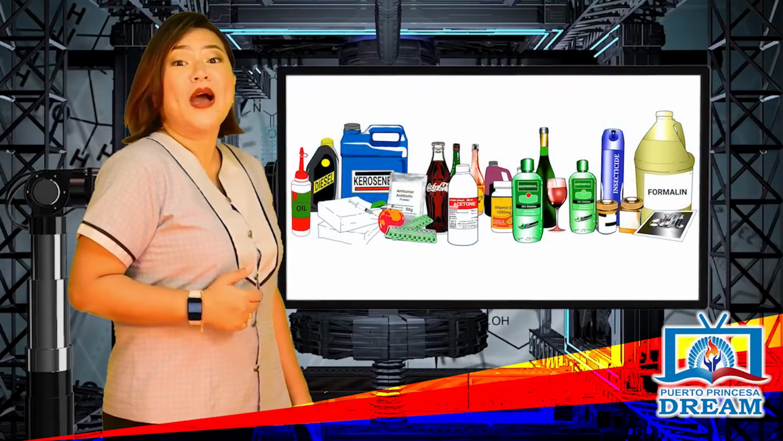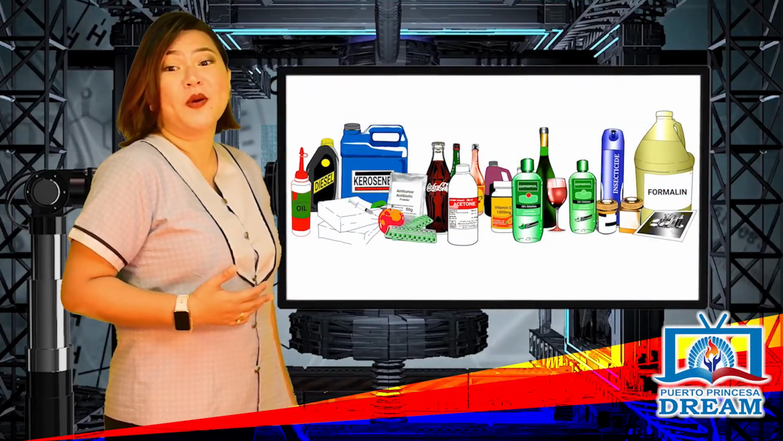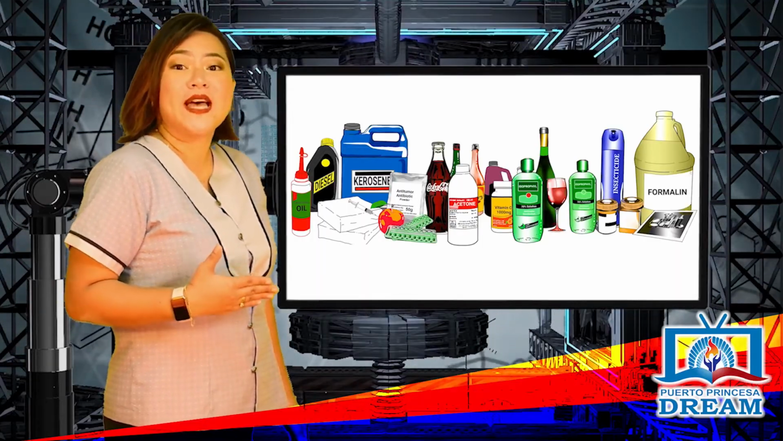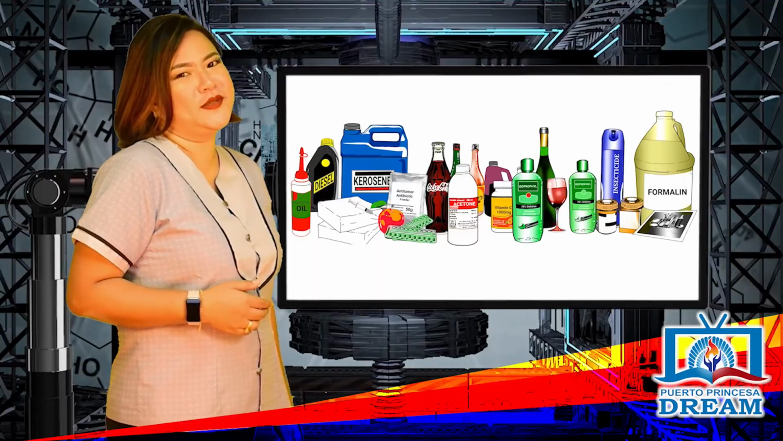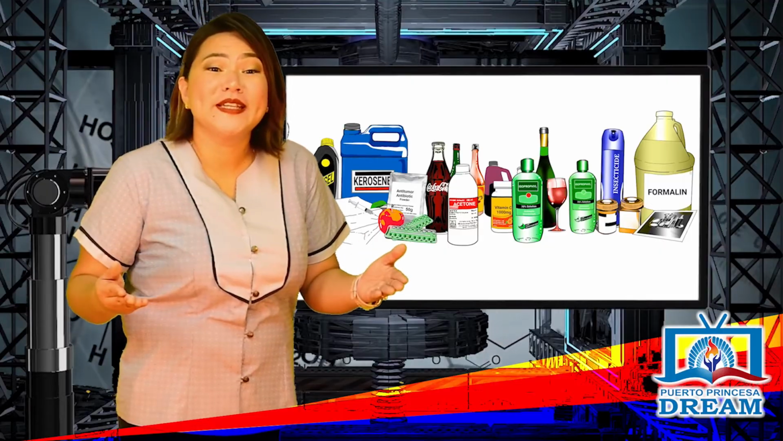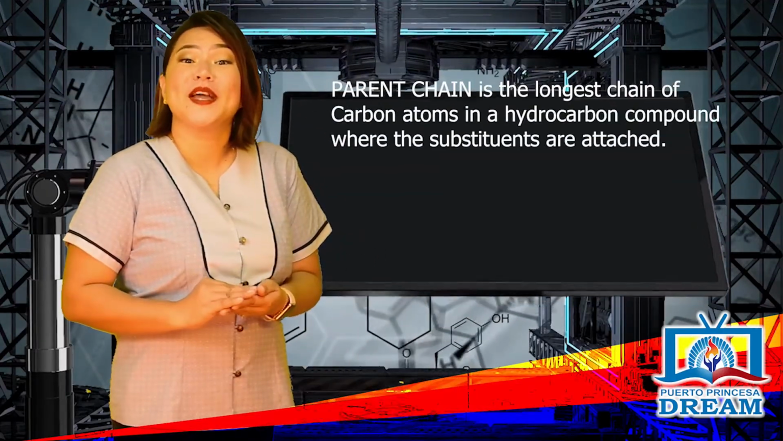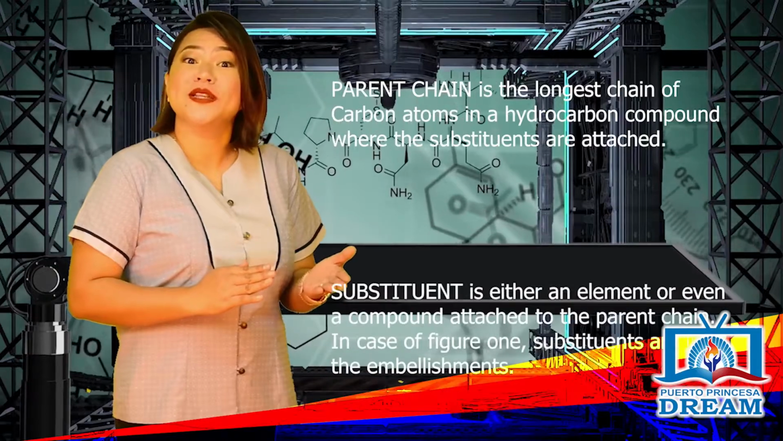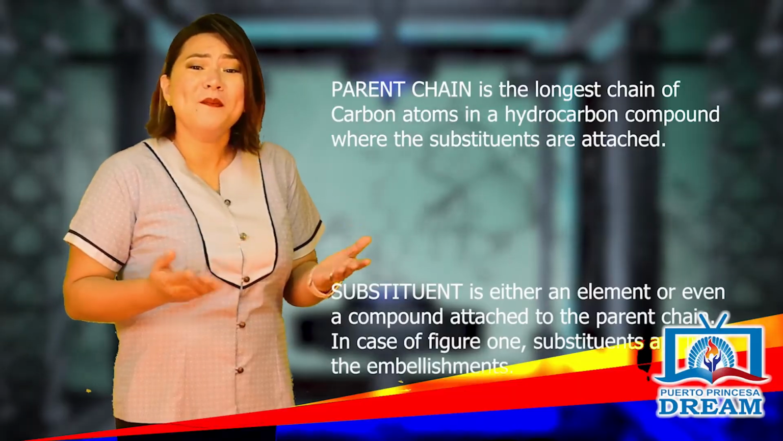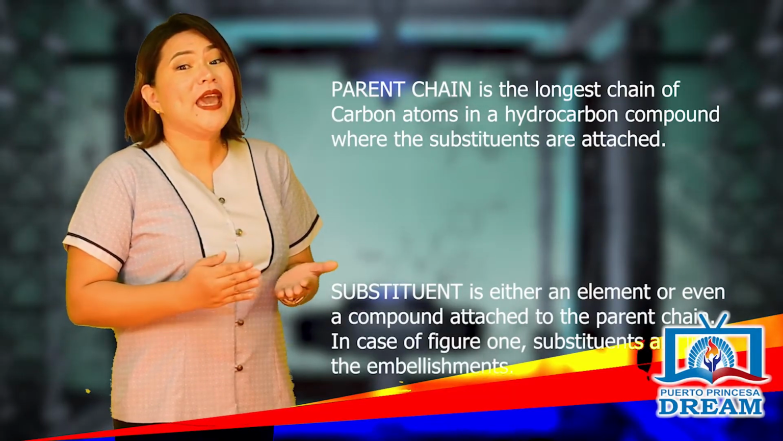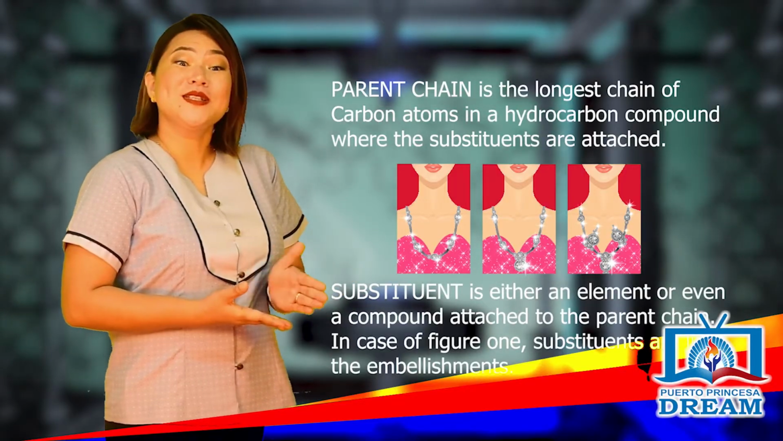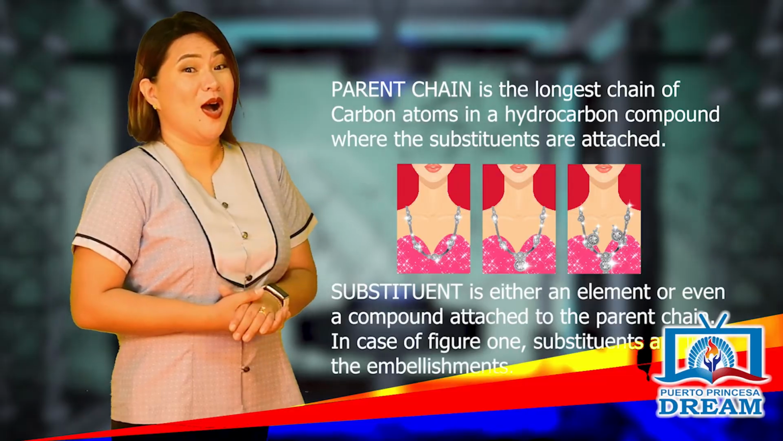All other organic compounds are considered as derivatives of hydrocarbons, as their formula contain other units called functional groups attached to the parent hydrocarbon chain. A parent chain is the longest chain of carbon atoms in a hydrocarbon compound, where the substituents are attached. A substituent is either an element or even a compound attached to the parent chain. In the case of Figure 1, substituents are like the embellishments. Now let us learn how to name simple hydrocarbon compounds.